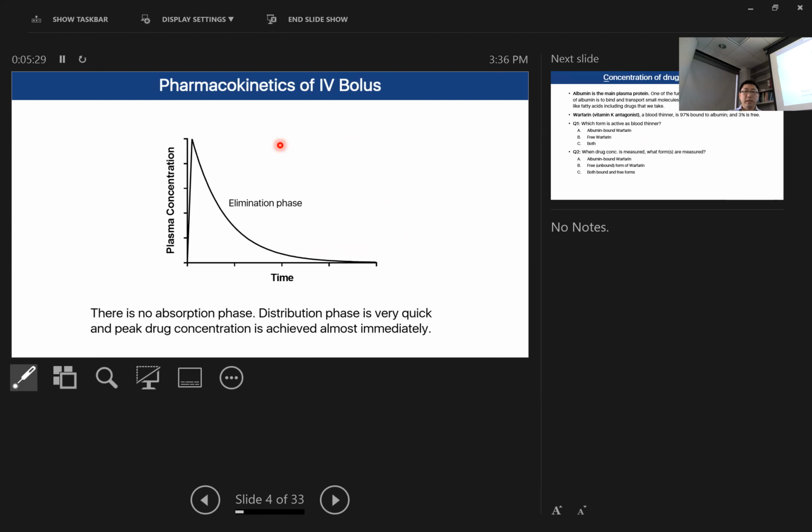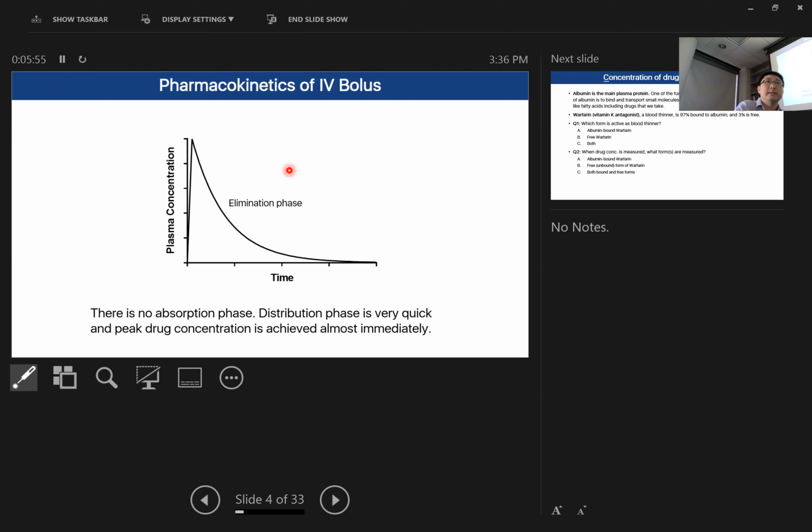Bolus means introducing something in large quantity in a very short amount of time, right? So like a single injection. With intravenous, you introduce the drug directly into the blood, and there's no absorption whatsoever, right? So you instantaneously reach this so-called Cmax, the maximum concentration of the drug. Then you only observe this distribution and elimination phase, right?